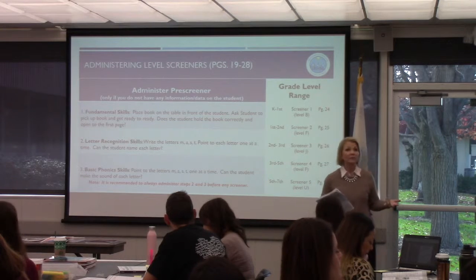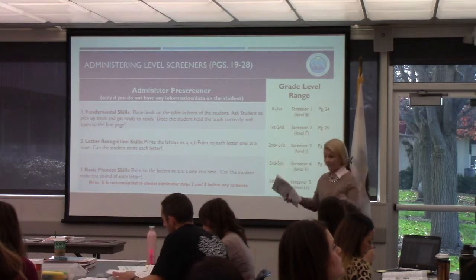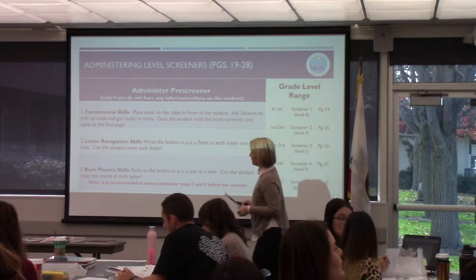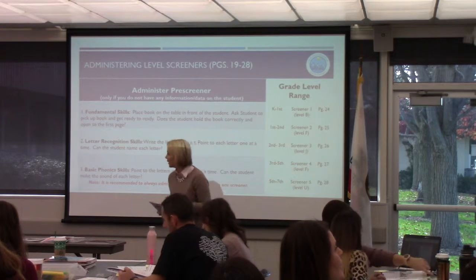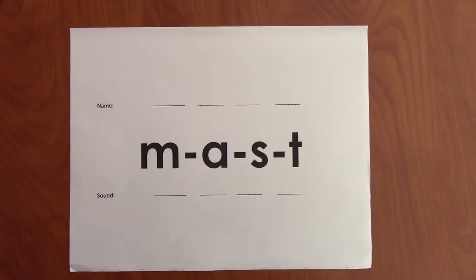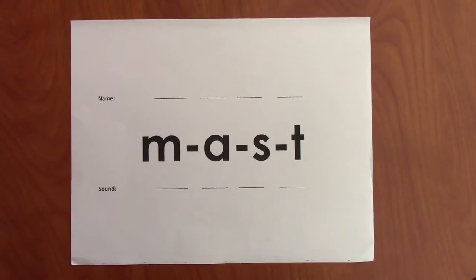Does the student know how to hold a book? If your student knows how to hold a book, great. We move on to step 2, which is letter recognition skills. The letters are M-A-S-T. You'll set them in front of them.